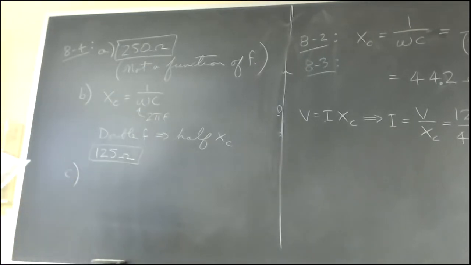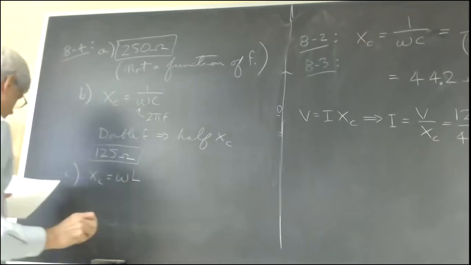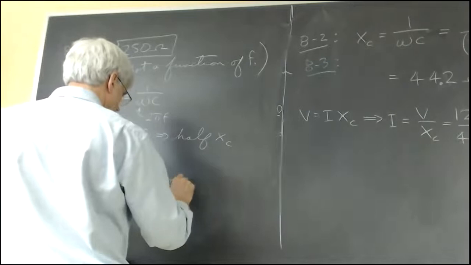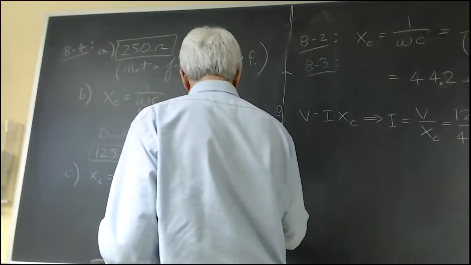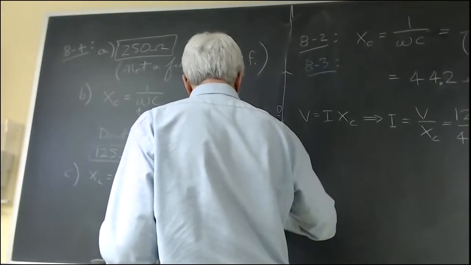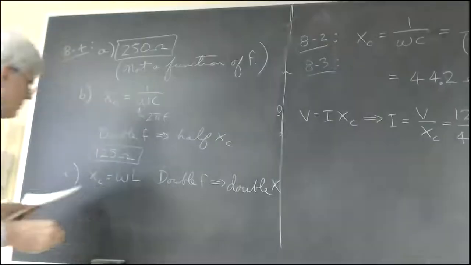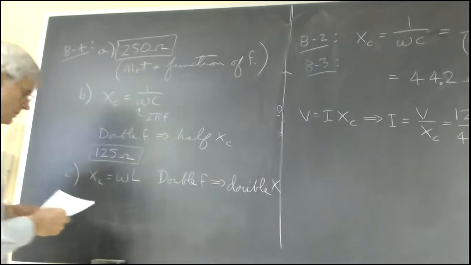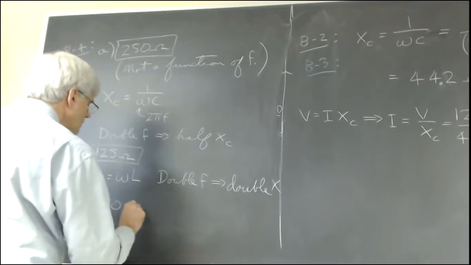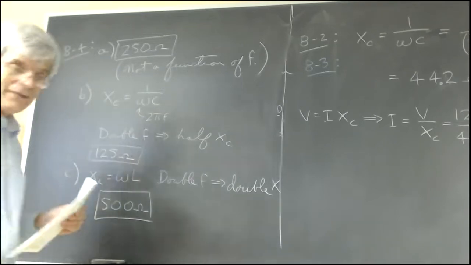For a coil, an inductor, it's the other way around. Since X_L is equal to omega times L, double the frequency, double the number of ohms. So 500.